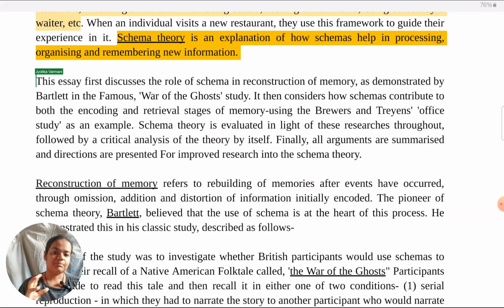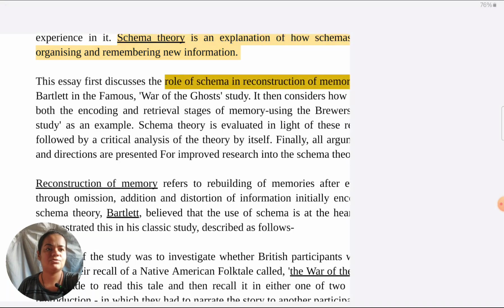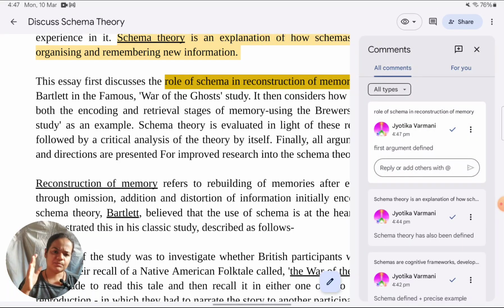So here you can see an example of how you can outline what is going to come. For example, in this essay, it is mentioned that the essay is first going to discuss the role of schema in reconstruction of memory. That means the first argument is clearly defined. What is an argument? Students sometimes get confused with the use of the term argument. Argument just means a point that you're trying to make, or a claim. Argument does not mean you have to fight for something. Argument is just what you are talking about with relevance to the question asked. So here it becomes clear that this essay is going to talk about the influence of schema in reconstructive memory. So the first argument is clearly identified.